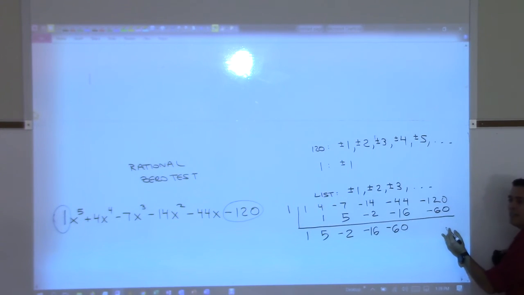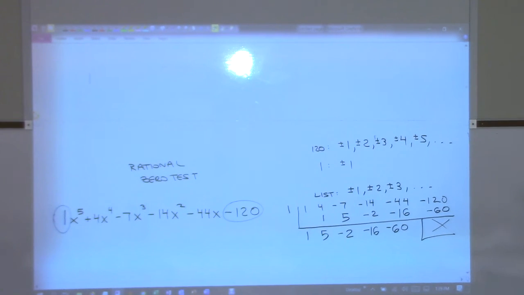And what do we need to happen for this to work? We need the remainder to be 0, which it's not here, right? So did 1 work? No. So what do we go and do next? We try negative 1, and then you go to 2, and then negative 2, and you're hoping to get 0 here eventually.